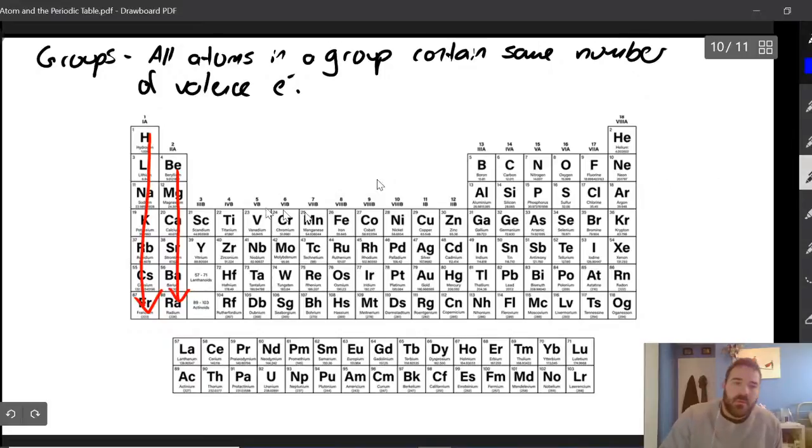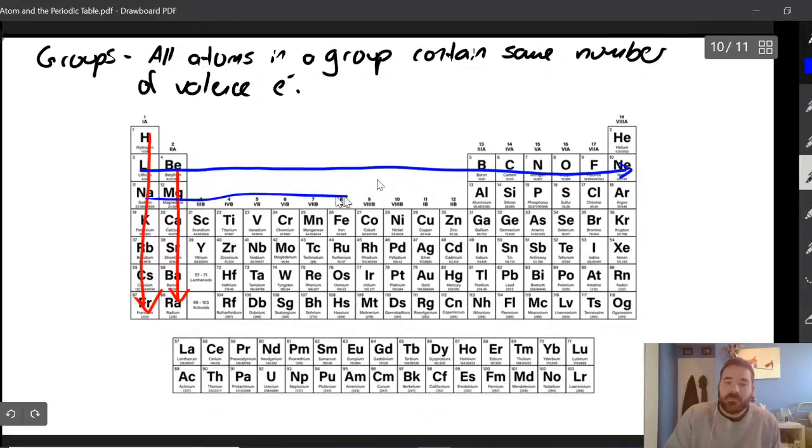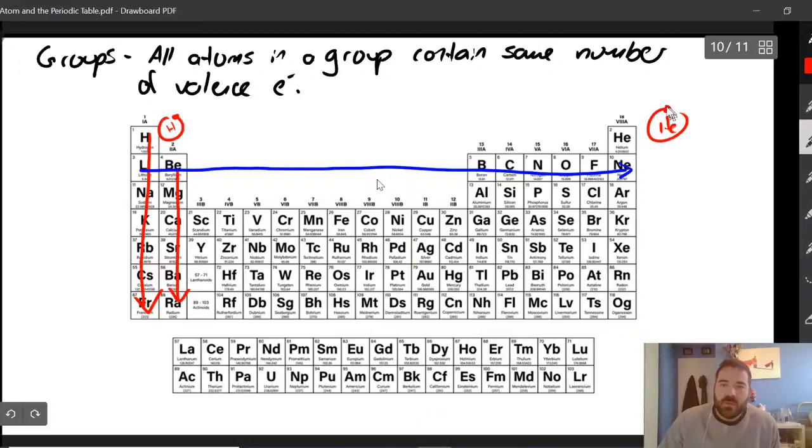Now, all atoms within a period have the same number of orbits. So hydrogen contains 1 orbit and 1 electron. Helium also contains 1 orbit and 2 electrons. So hydrogen is 1 orbit, 1 electron. Helium is 1 orbit and 2 electrons.